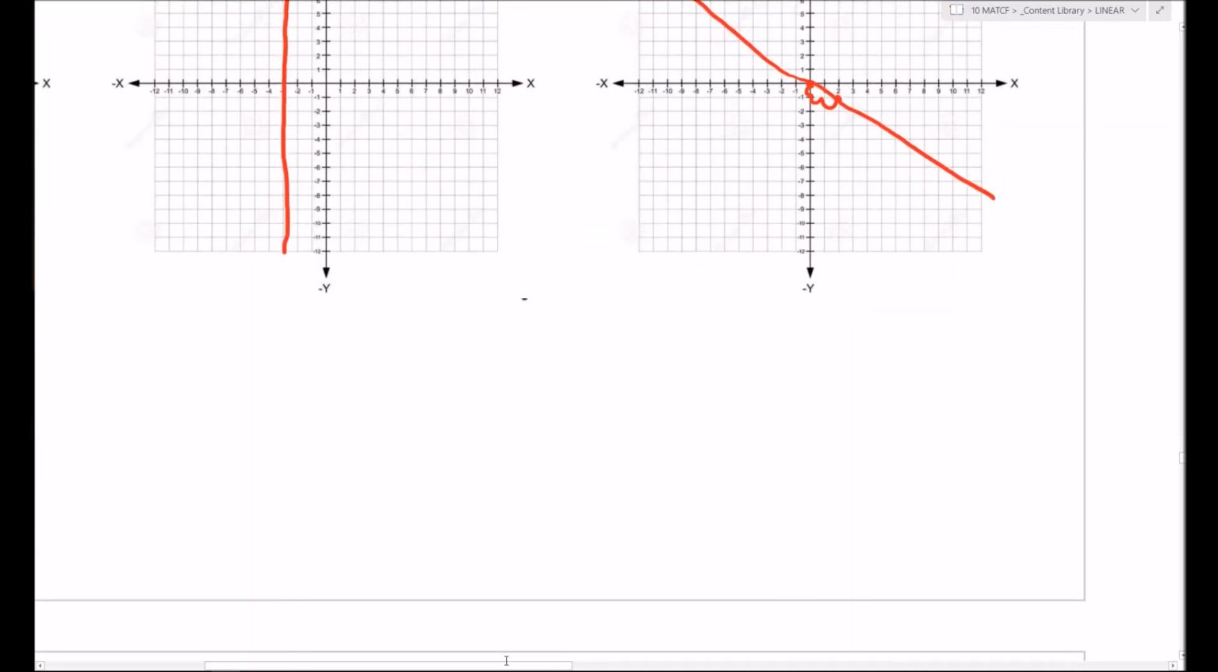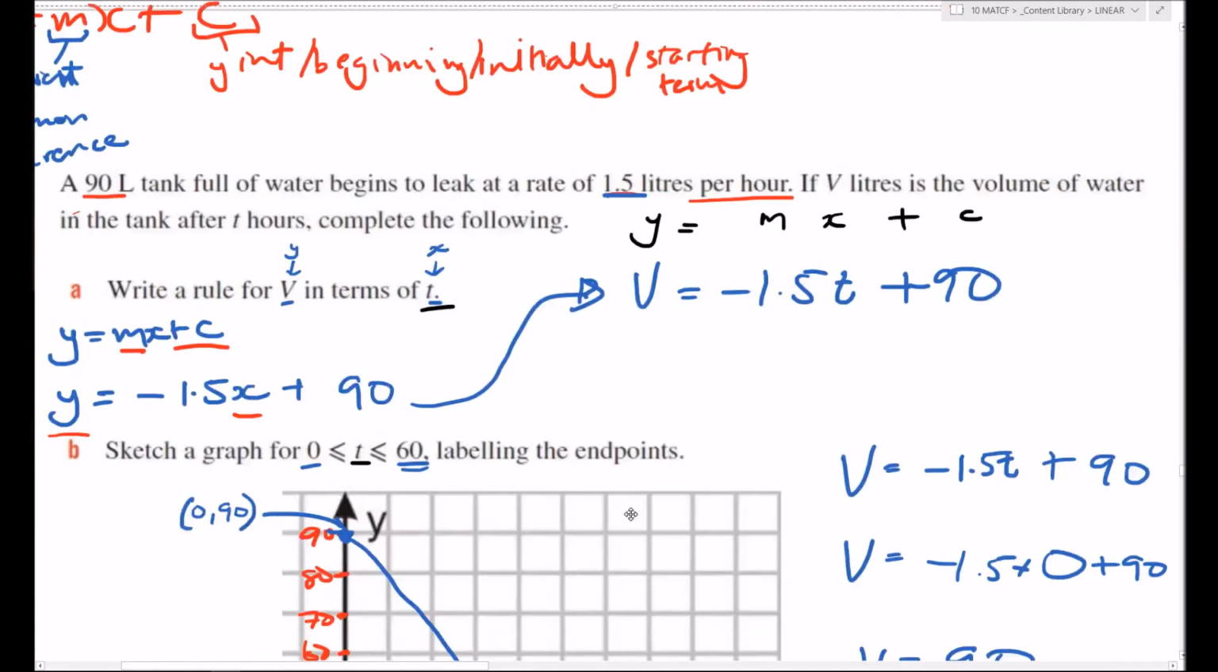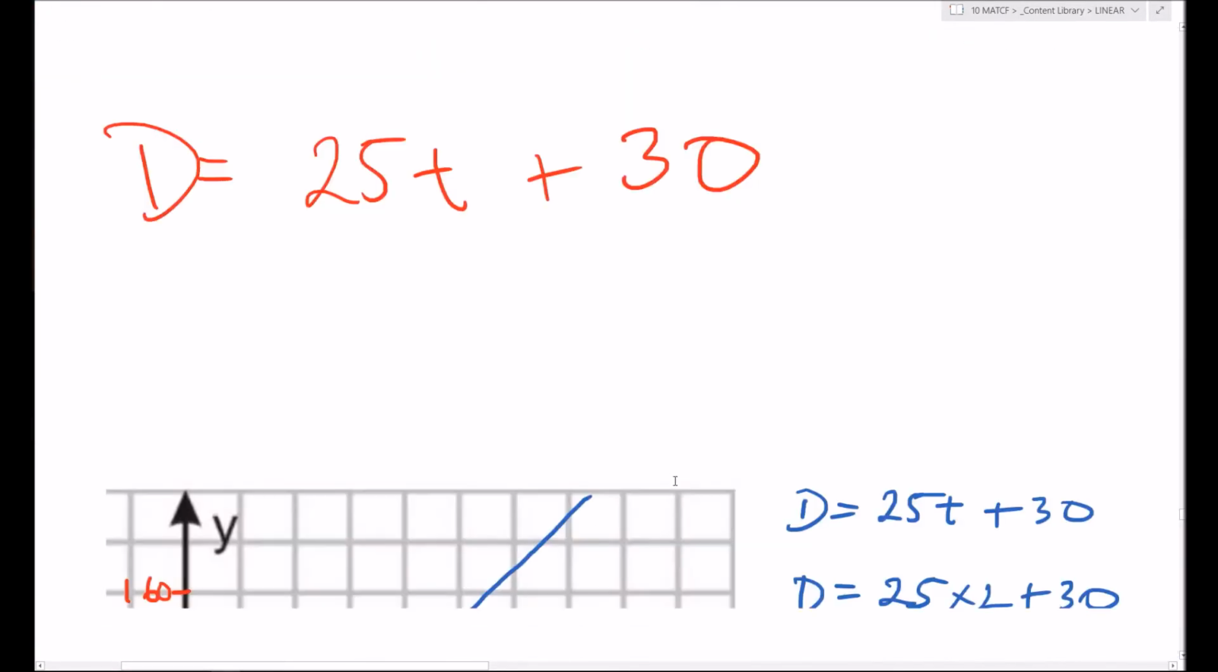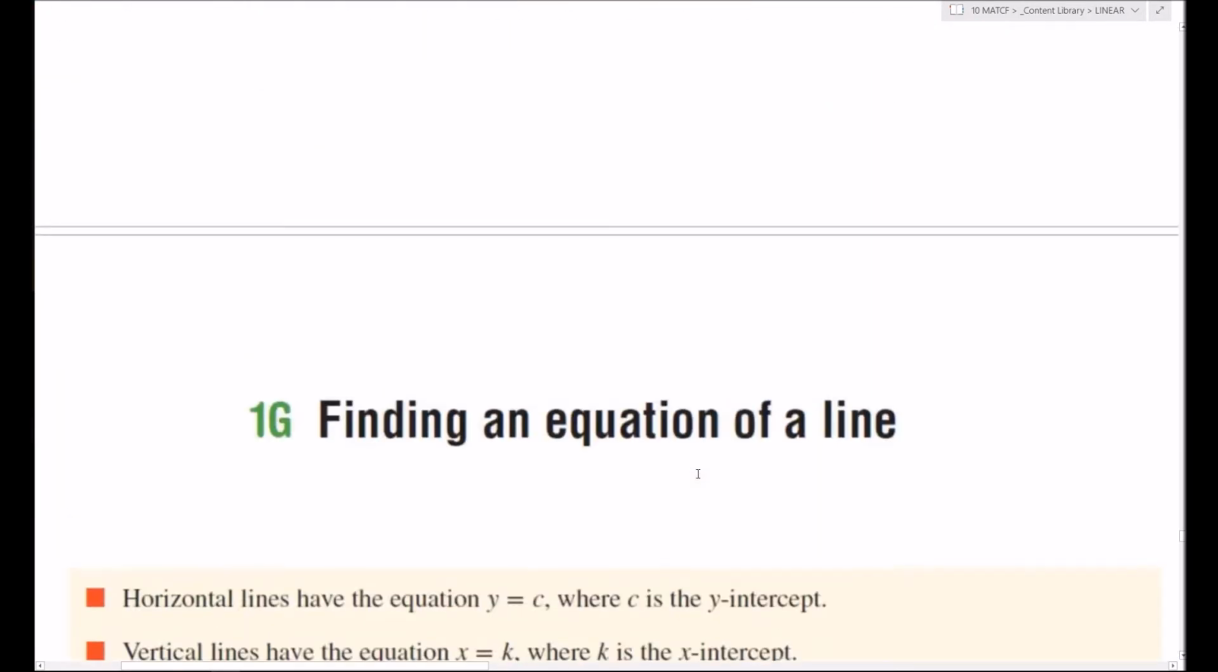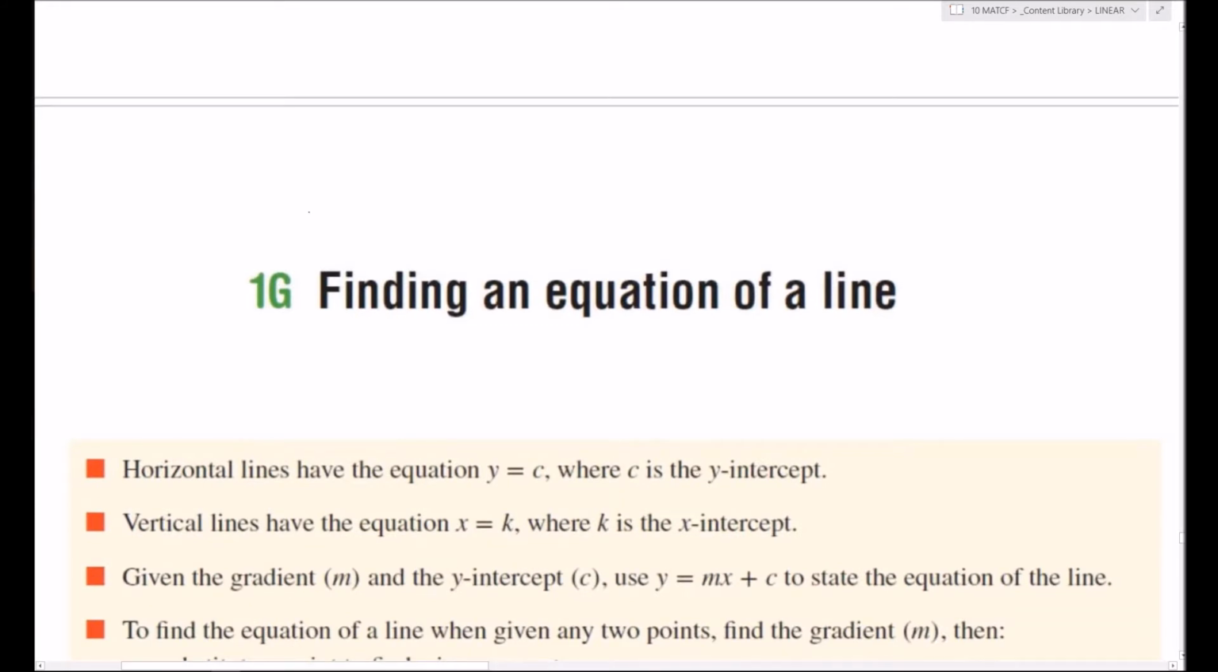If you need to watch that video again, please go ahead and do it before you watch this one. But this is the final lesson of our linear unit, and we're going to be focusing on finding the equations of a line. Okay, finding equations of a line. That's the main thing that we'll focus on.